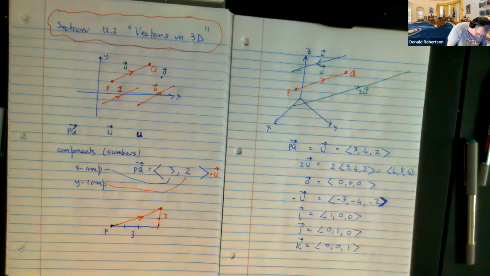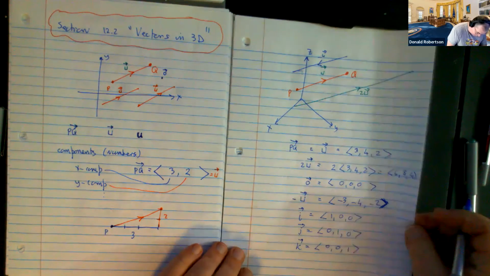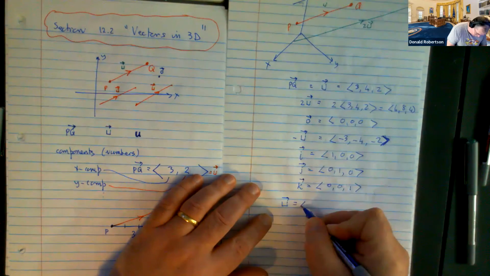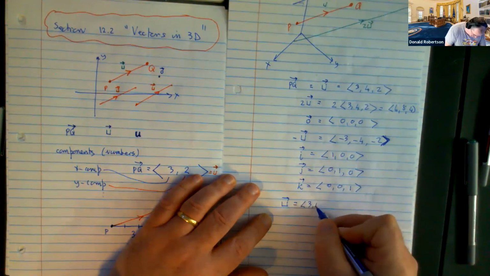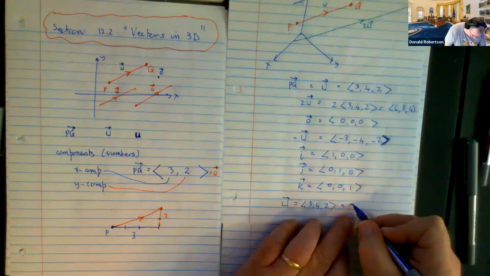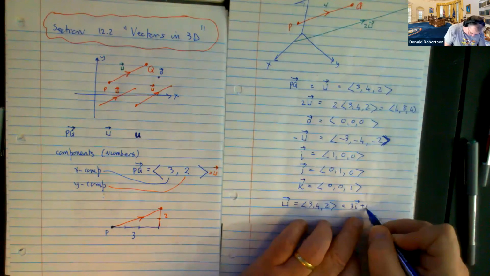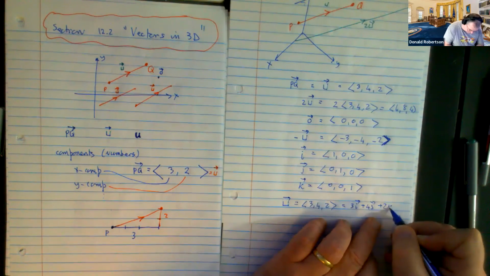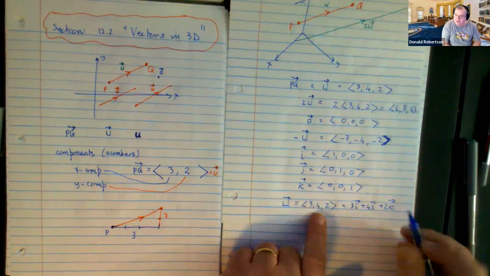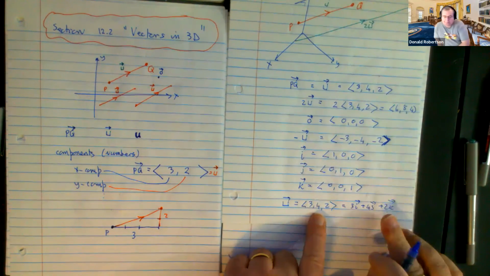So I could call my vector u 3, 4, 2, but couldn't I just as equally call it 3i plus 4j plus 2k? Do you see that these are totally equivalent, right? One is the same as the other.